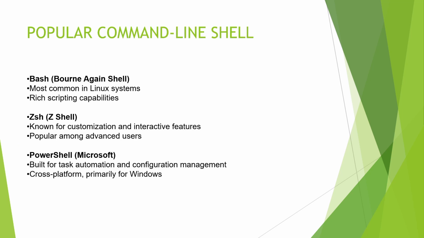Now we talk about popular command line shells: Bash, ZSH, PowerShell. These are three types of popular command line shells. First, Bash means Bourne Again Shell. Most common in Linux systems, with rich scripting capabilities. ZSH means Z shell, known for customization and interactive features, popular among advanced users. And third is PowerShell, from Microsoft, built for task automation and configuration management, cross-platform but primarily for Windows.